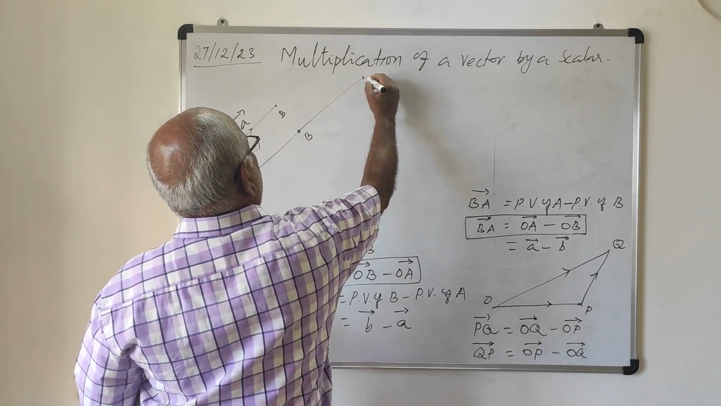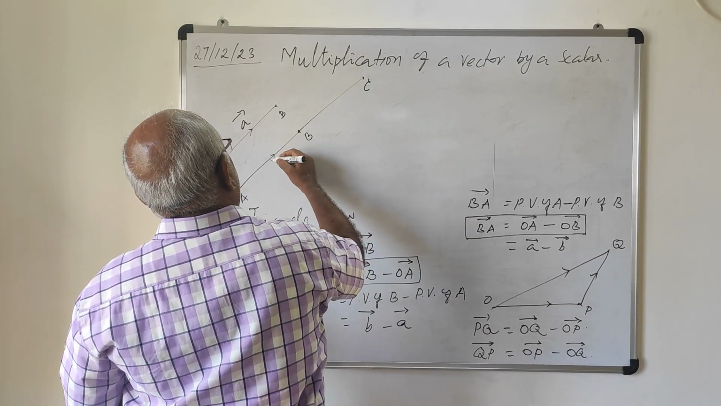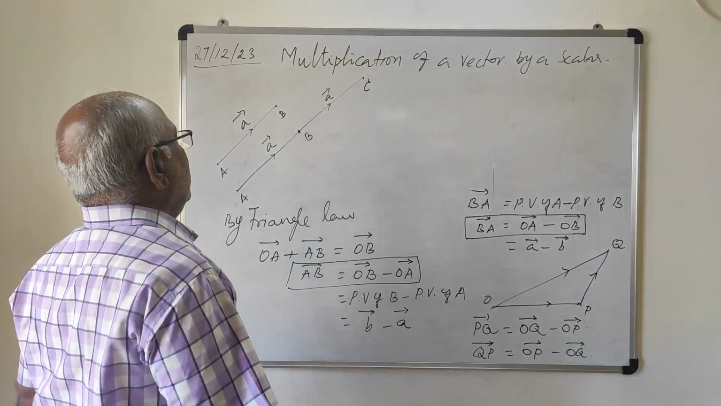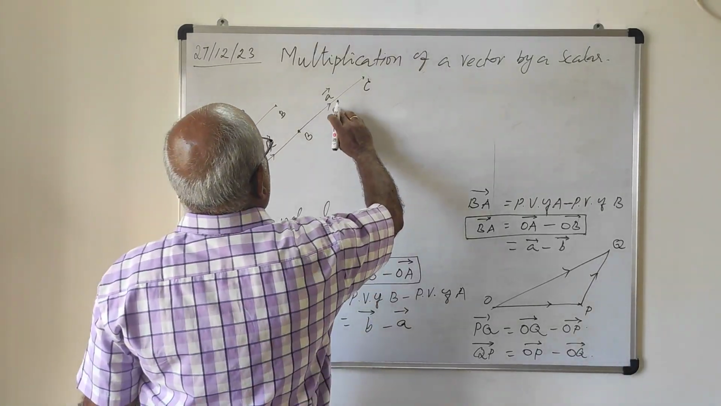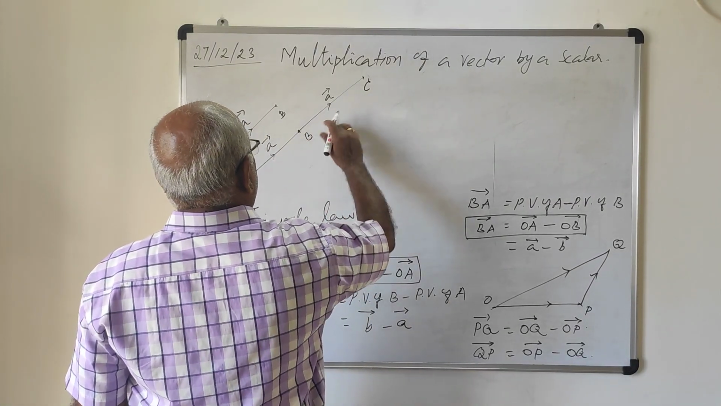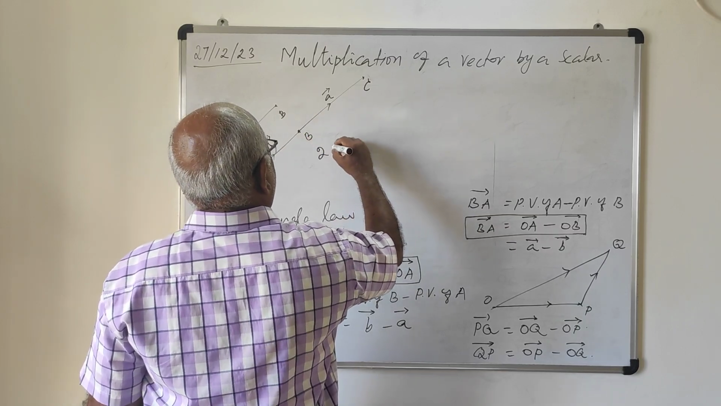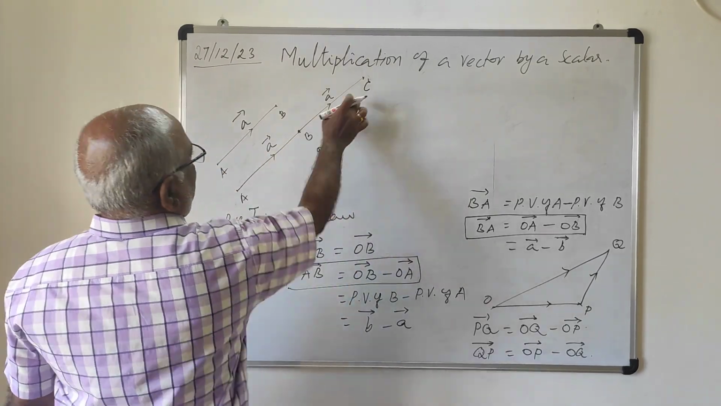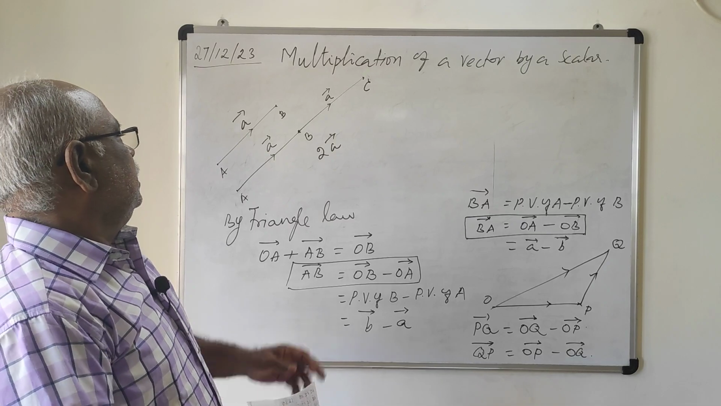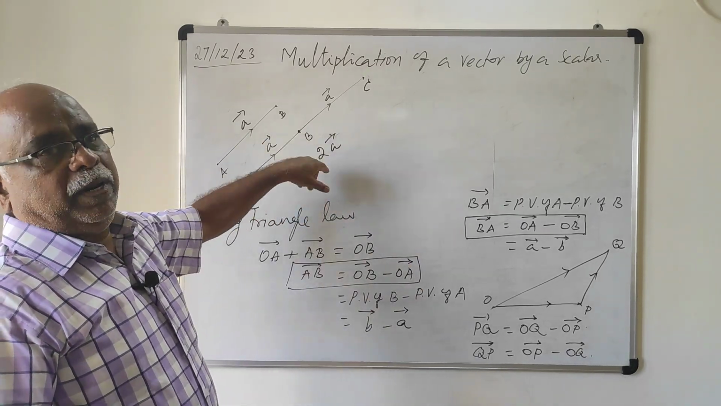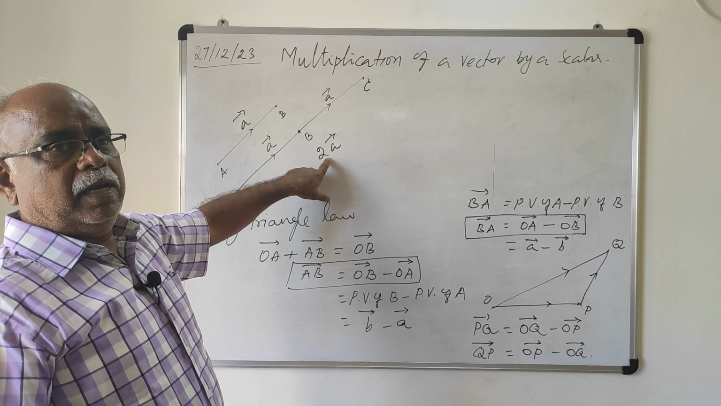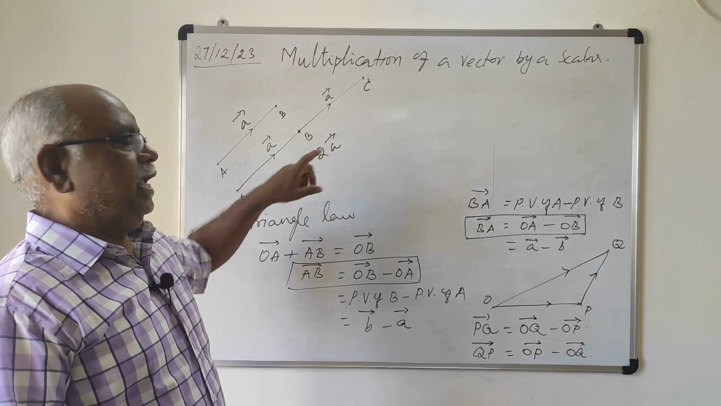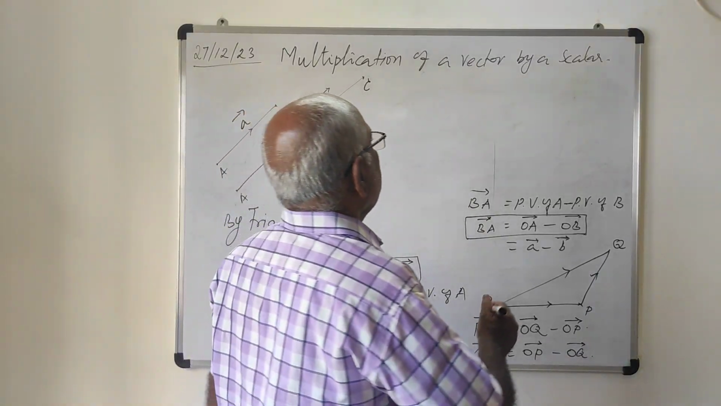AB is extended to C twice. This is a. Again it is extended in the same direction by length a. So this is nothing but 2a vector. So this is multiplication of vector a by a scalar 2. 2 times a is 2a vector. This is the scalar multiplication of a vector. 2 is a scalar. This means the new vector is twice that of vector a.